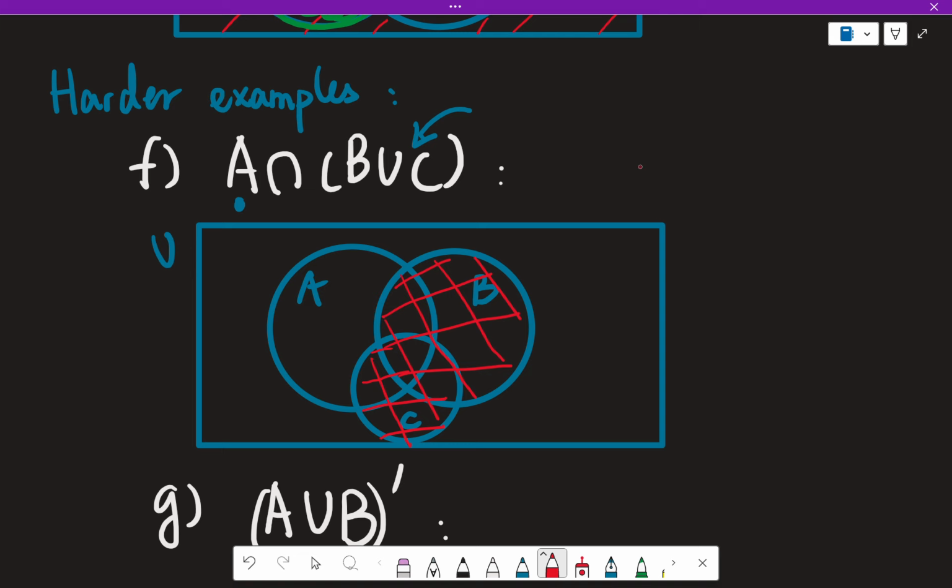Next, we want to find the intersection, which is the overlapping area between set A and B union C. So we want to find the overlapping area between set A and the red paint. As we can see, this is set A, and these are the red paint. So what would be the overlapping area? We can clearly see that would be the part that I'm painting in green. Those would be the overlapping area between set A and B union C. That is, A intersects B union C in brackets.